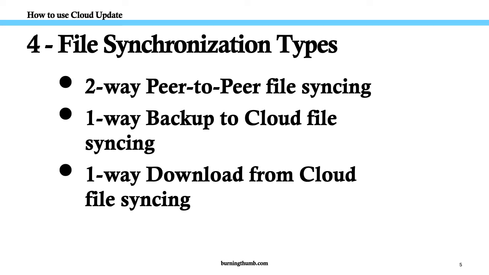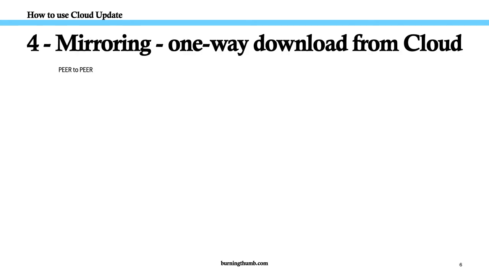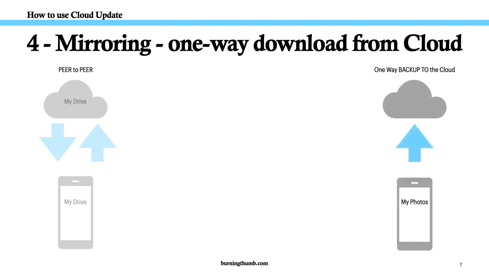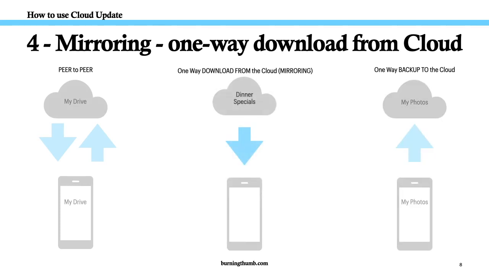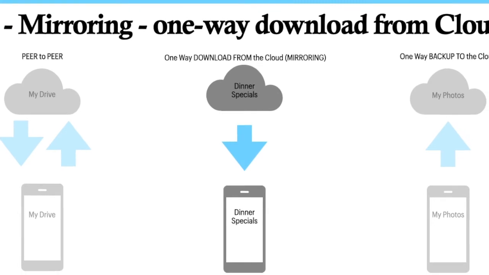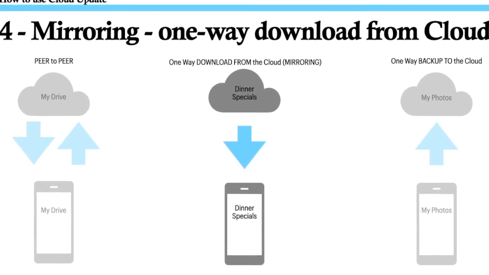Here's a technical note. File synchronization refers to a computing process that updates data in one location with the data in another location using certain rules. There's two-way peer-to-peer file sync. There's one-way backup to the cloud. And there's one-way download from the cloud, also called mirroring. VideoKiosk is a one-way file synchronization download from the cloud.